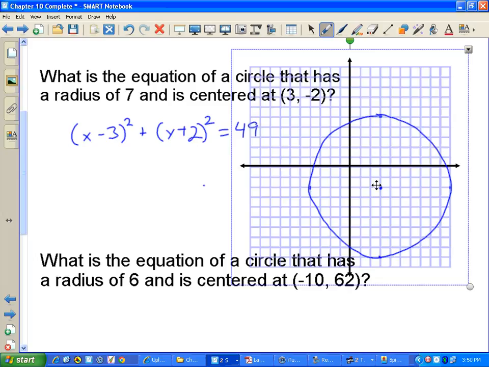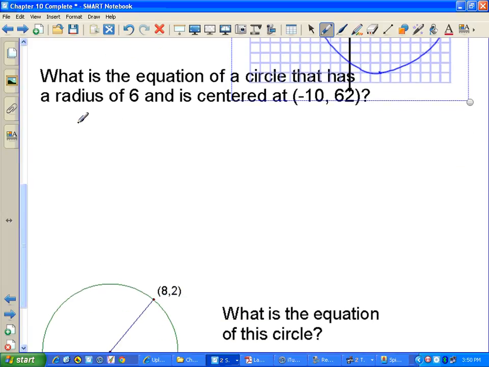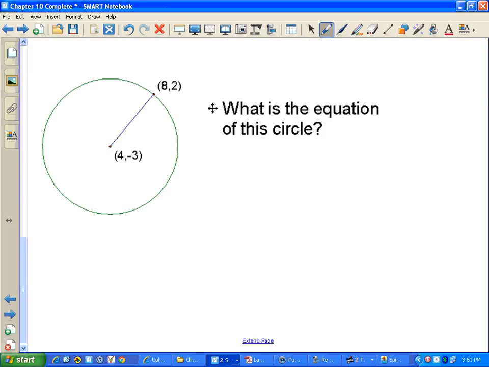Okay, we have radiuses. Our radius is 7, and our center is at the center. Okay, so what's the equation of a circle that has this radius and is centered there? Same thing, x minus the x coordinate, so it's going to turn to plus, y minus the y coordinate equals our radius squared. Okay, if they give you a picture, you can do the same thing. So our center, x minus 4 squared plus y minus -3, so that's plus, equals our radius squared.